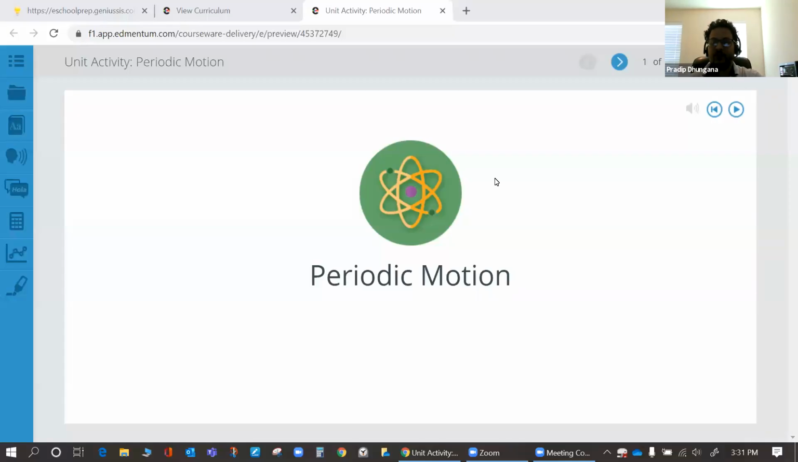Okay, so today our goal is to complete the unit activity from Unit 5, that is periodic motion. Here is the plan. At first we'll go through the unit activity for 20 minutes, and for the rest of the 20 minutes I'll give you time to work on this unit activity by yourself. You can also ask me questions if you have any from your courseware.